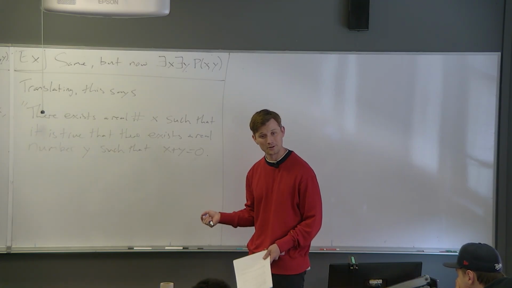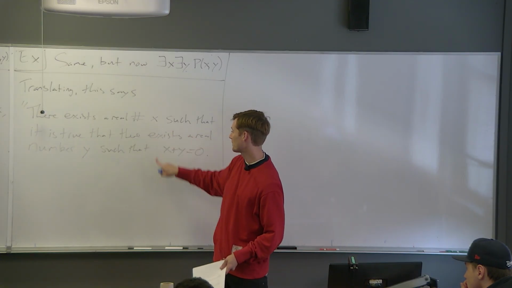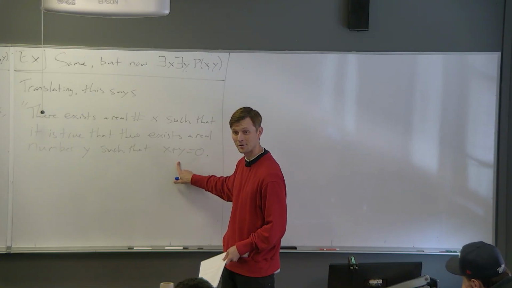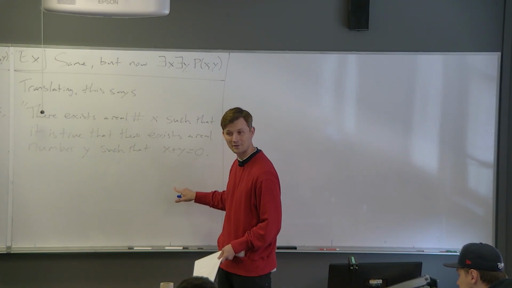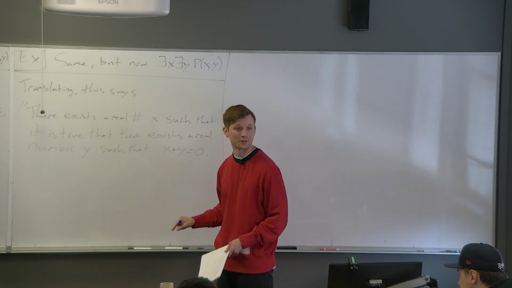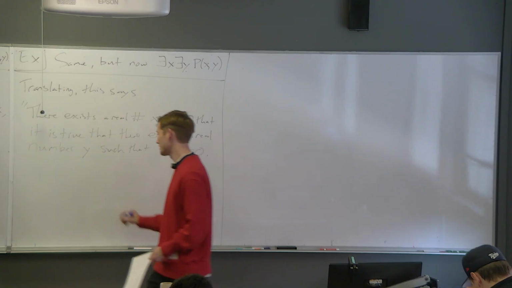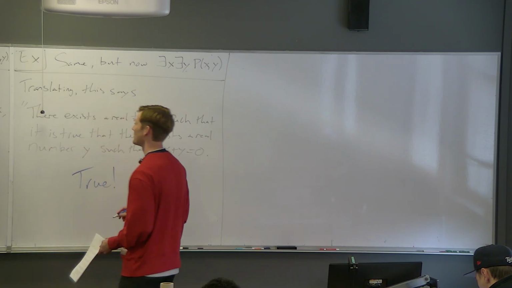Is this true? Let's think about it. So there exists a real number x. So there's some number x such that there's another number y that you can add to it and get 0. This statement basically says that numbers have additive inverses, things you can add to them to get back to 0. Yeah? True. Okay, fair enough.